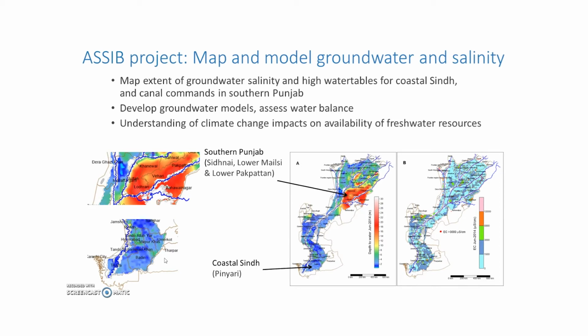Shallow water tables in this region are of major concern, as marginal to brackish water tables affect plant growth and productivity. The groundwater models that we plan to develop will help us to understand water balance and climate change impacts on the availability of freshwater resources.